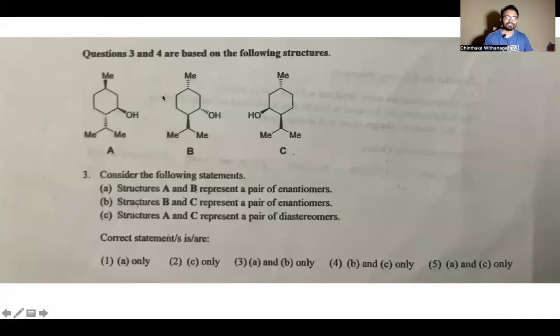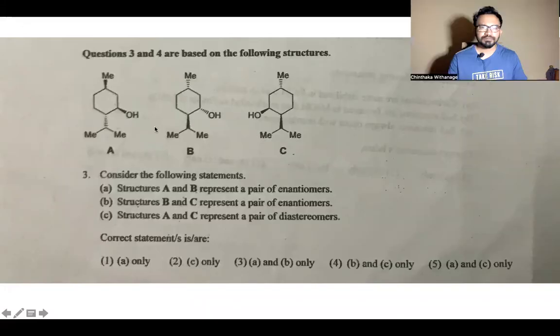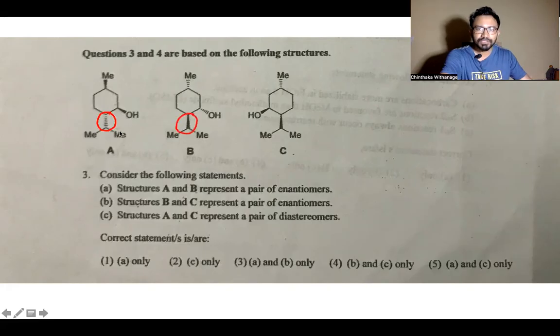Okay, the third question, they have mentioned three groups here. So in this case, with the third question, we can see a few types of questions are there. Structure A and B represent a pair of enantiomers. Structure A and B, so these two are the structures. As we can see, this is shaded one and bold one. This one is bold, this one is shaded, this one is bold, this one is shaded. Yes, see, all the shaded ones in the A structure are bold in B structure.